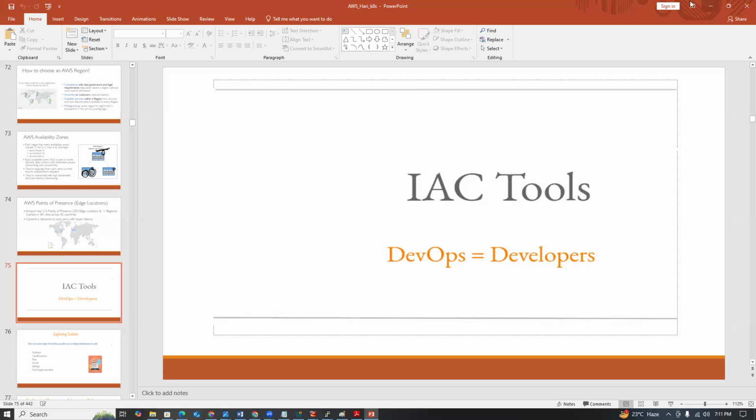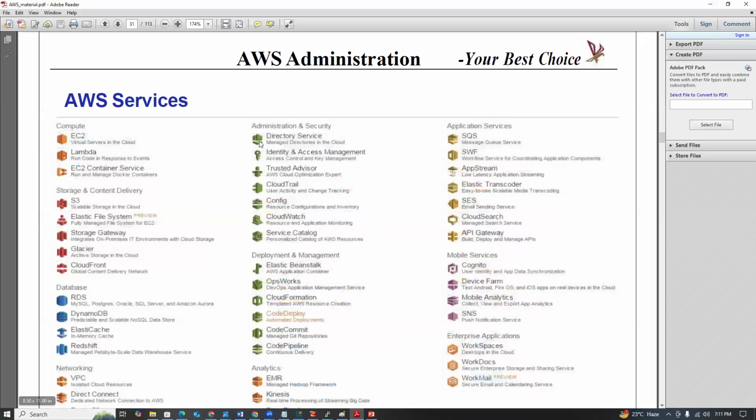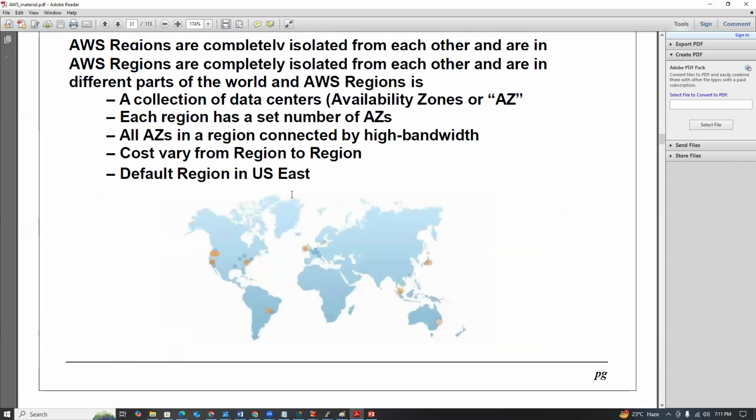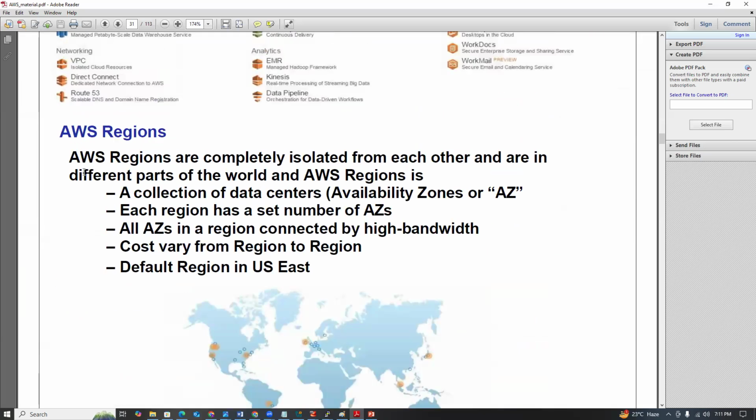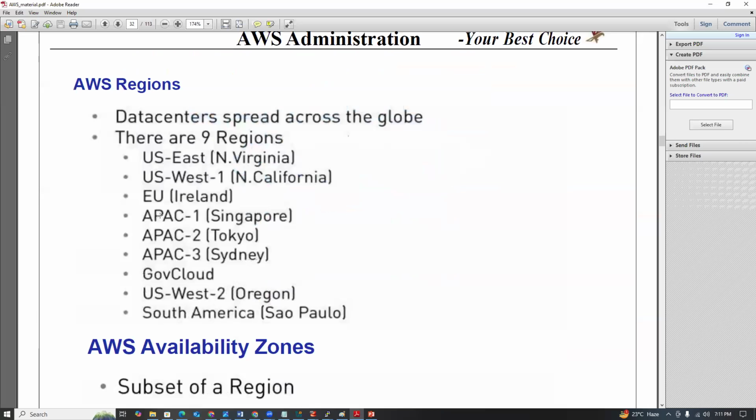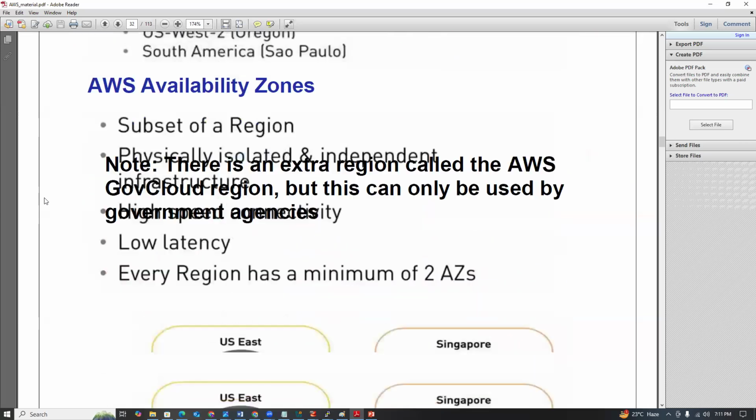This is nothing but AWS. So these are the services. Regions you already know, right? Regions are completely isolated from each other and are in different parts of the world. An AWS region is a collection of data centers, availability zones. Each region has a number of availability zones. All availability zones are connected by high bandwidth. Cost varies from region to region. Default region is US East. So you already know the data centers and availability zones.